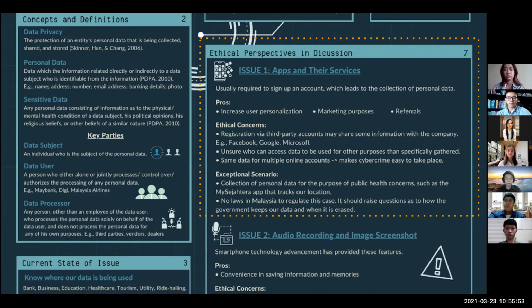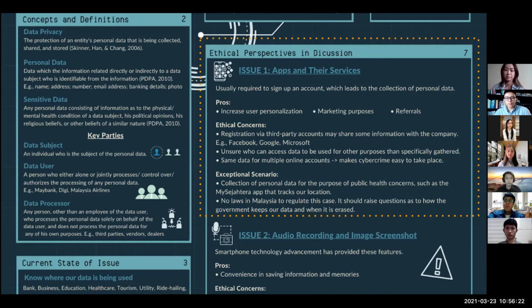Now, the ethical concern here is the registration via third-party accounts such as Facebook, Google, or Microsoft may share some information with the app or service company. As an internet user, we tend to overlook this due to its convenience. It then raises the questions of who can access our data and the possibility of the data being used for other purpose than specifically gathered. Not to mention, having multiple accounts with the same login data makes cybercrime easy to take place.